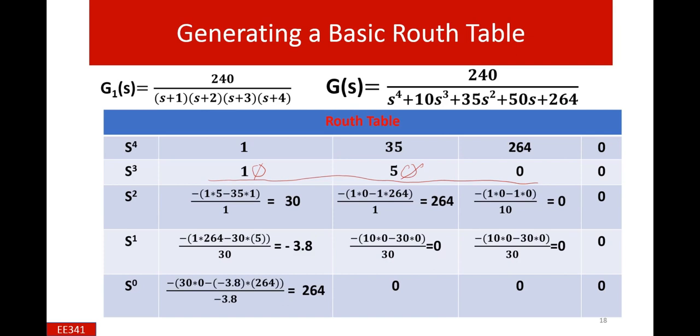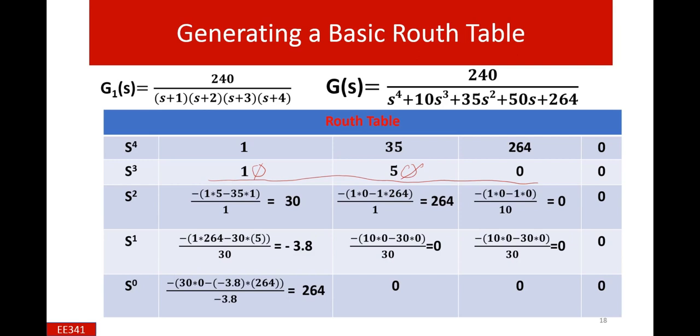So in the third row, in the last case we found the value was 38. In this case we have minus 3.8. So this is the only difference. In the RH criteria, these values are not important. Only the signs which are changing are important.